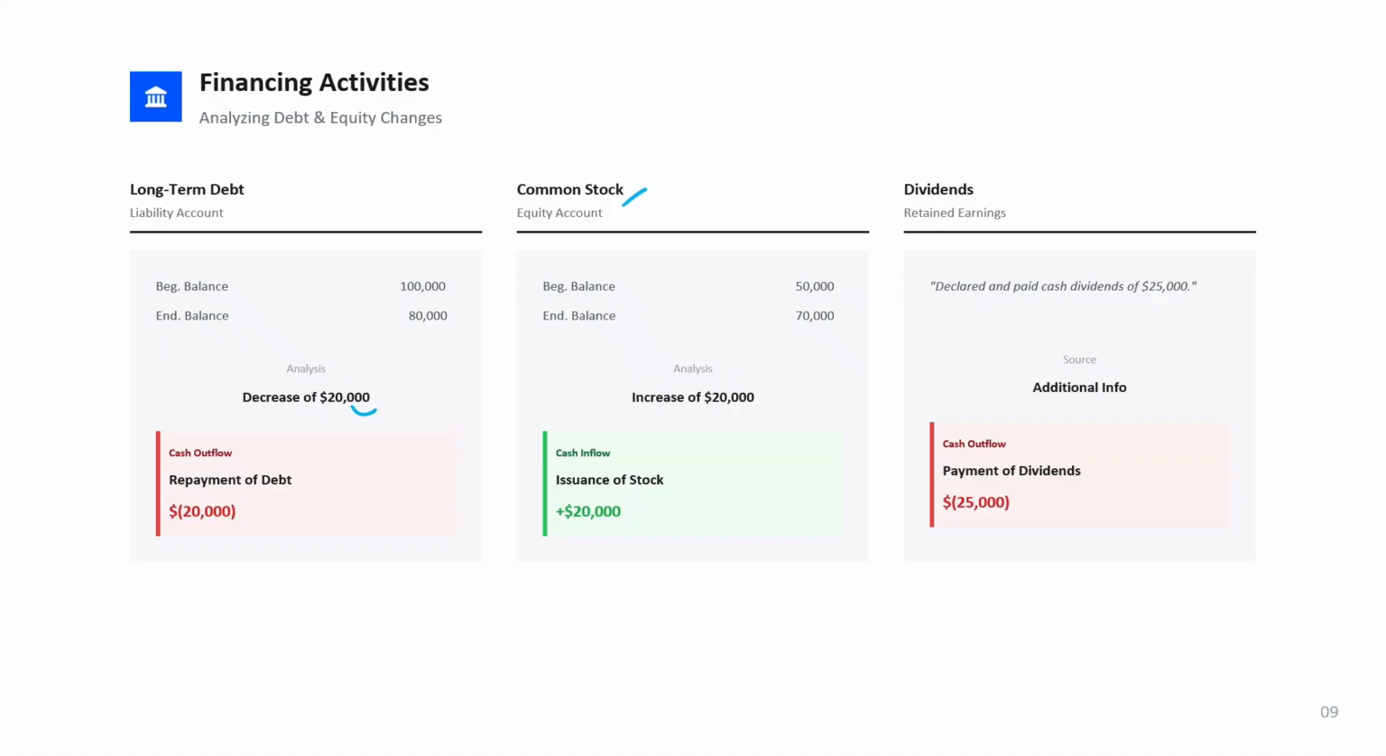And finally, we must account for dividends paid, which is a direct cash outflow to the owners. The company paid $25,000 in dividends. So these three items capture all the cash movements related to financing the business. Now we have all the pieces together. Now let's assemble the final statement of cash flows.